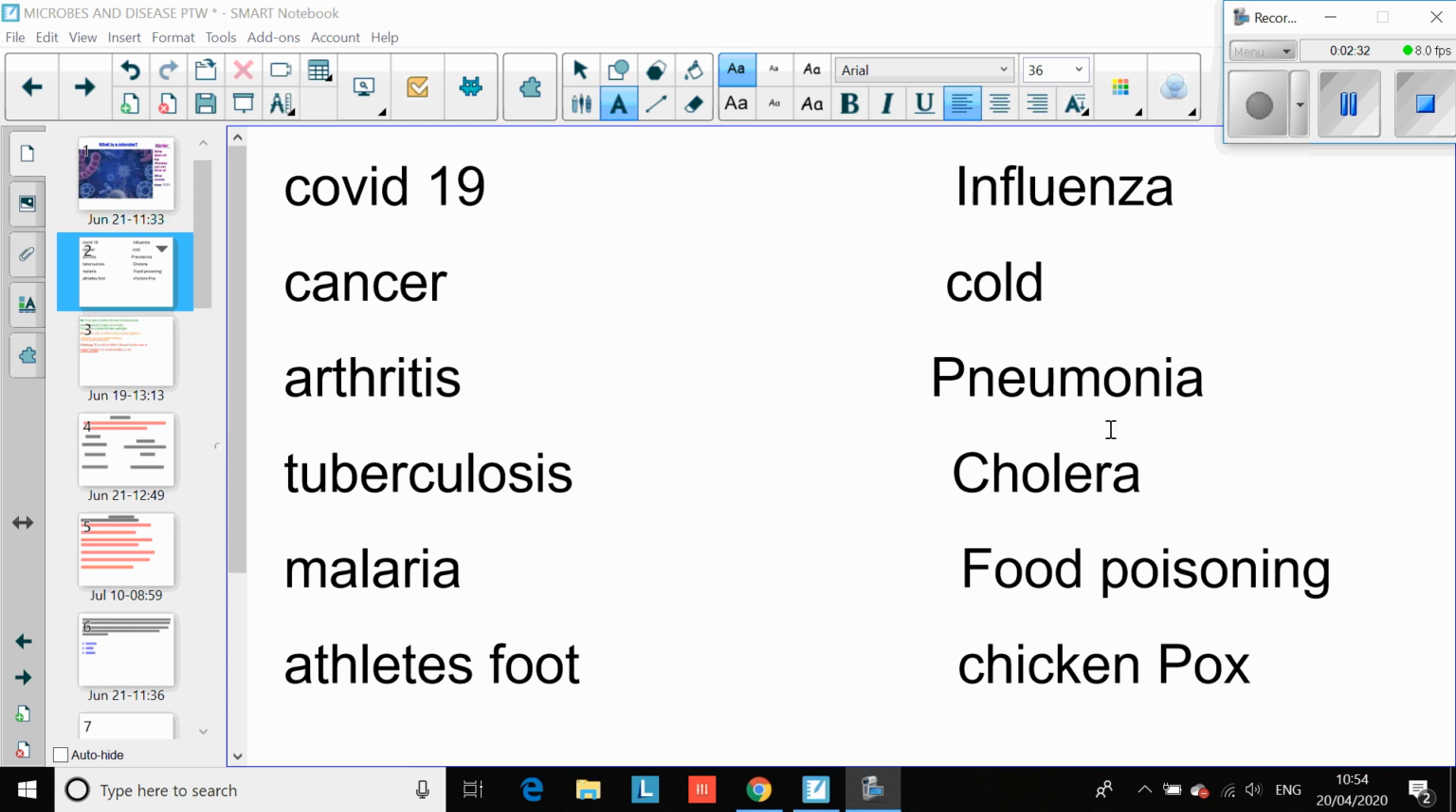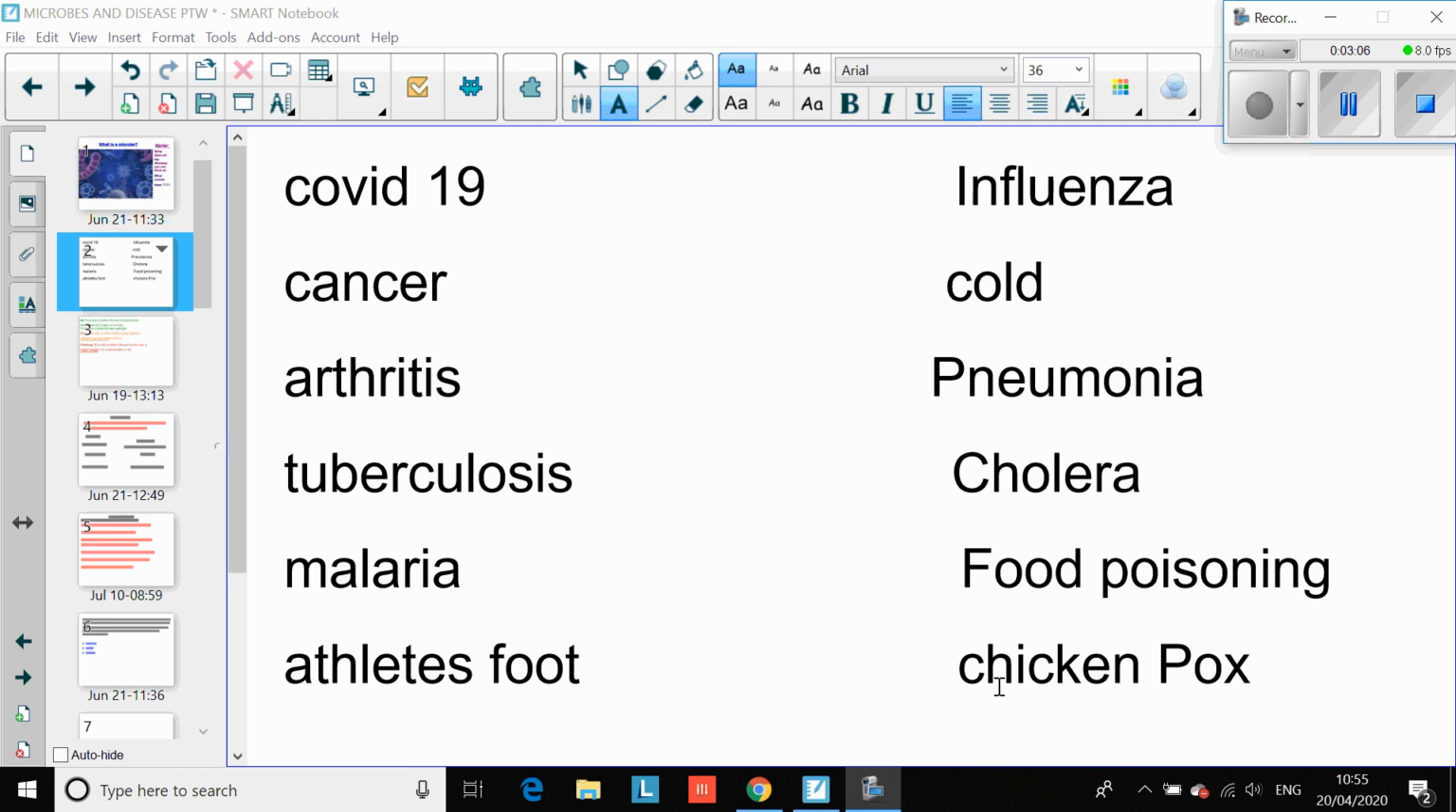Pneumonia is usually caused by a bacteria, although usually what will happen is our body will have to be weakened before we get that. Cholera is a bacterial infection which leads to very, very bad diarrhea. Food poisoning is usually caused by either Salmonella or E. coli, and those are types of bacteria. And chickenpox, that is caused by a virus. So we've got some of these diseases. Some of them we can catch, what we call communicable diseases, and others we just suffer from.